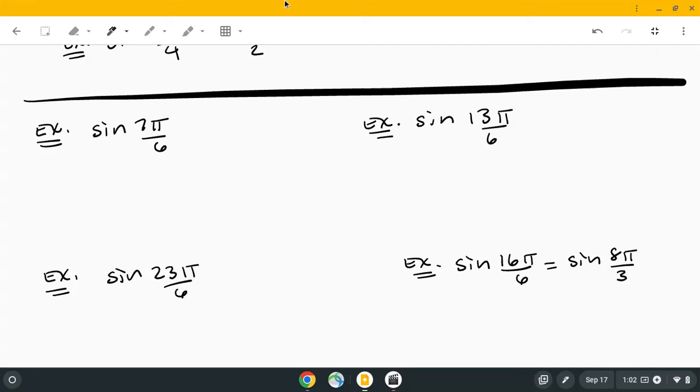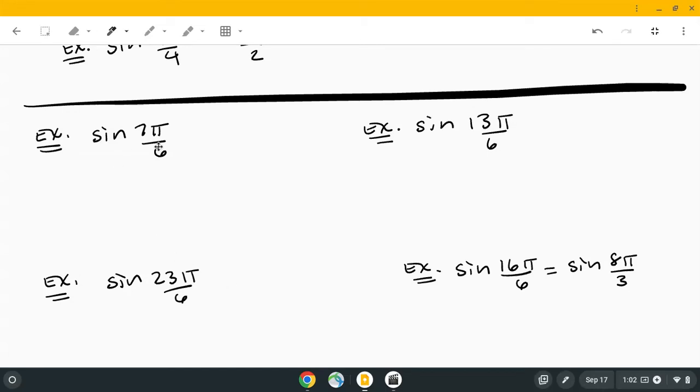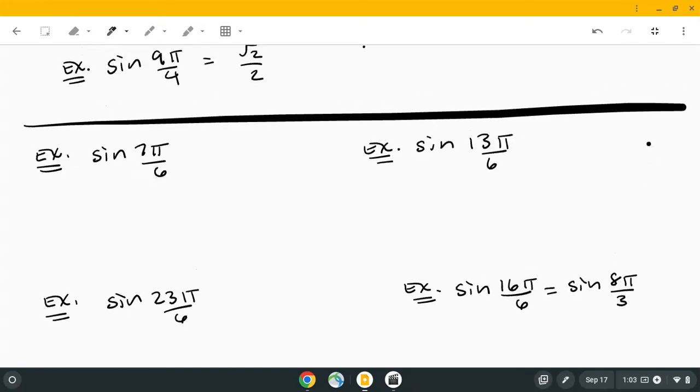Then these three here will have reference angle pi over 6, which is 30 degrees. Sine of 30 degrees is 1/2. So all of these are going to be 1/2, except for the last one. We just need to find their reference angle, so we need to find the quadrant.